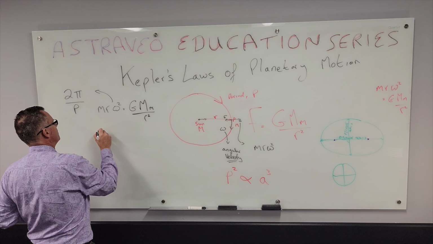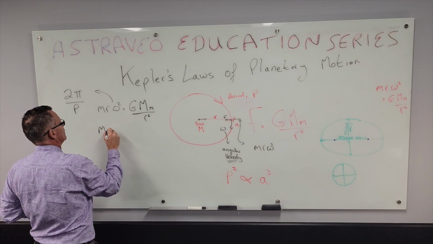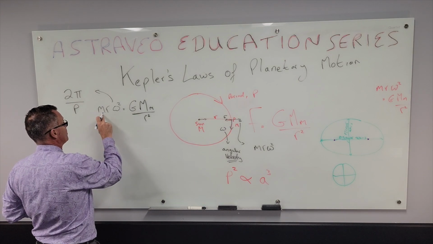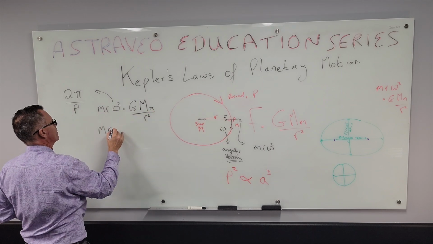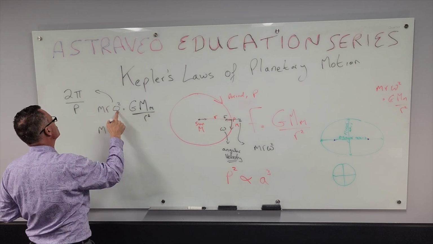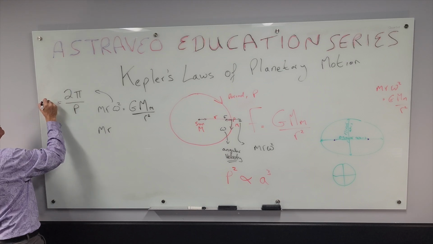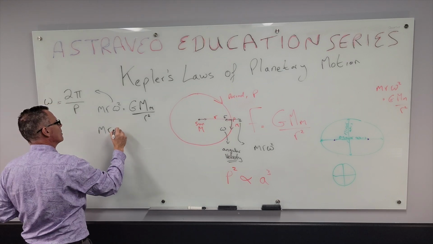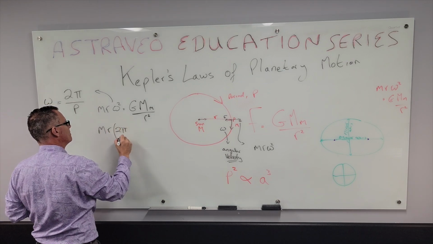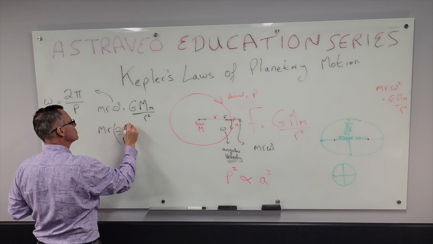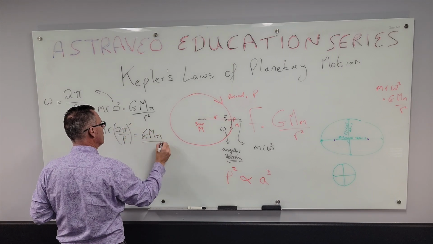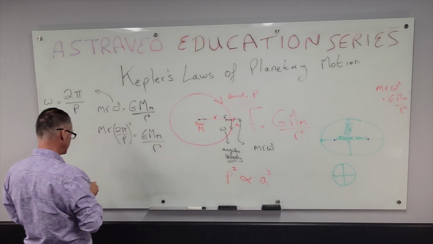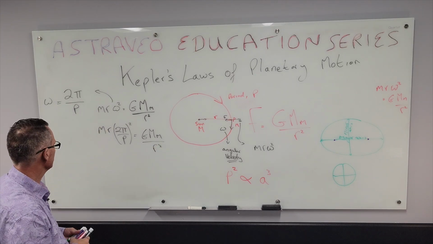So we have the mass of the planet. This is the small m, by the way, because it's here. m r omega squared equals, omega being 2 pi over the orbital period, squared, equals G big M small m over r squared. I think we're getting there.